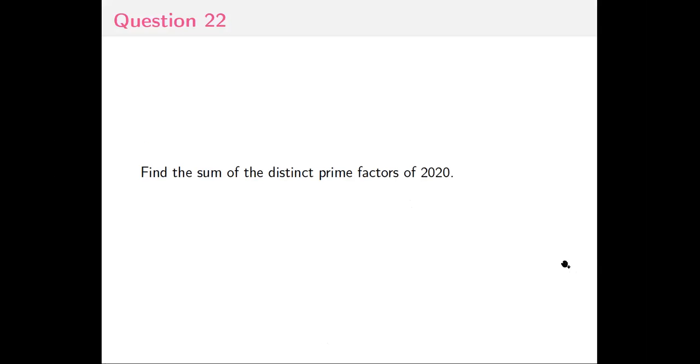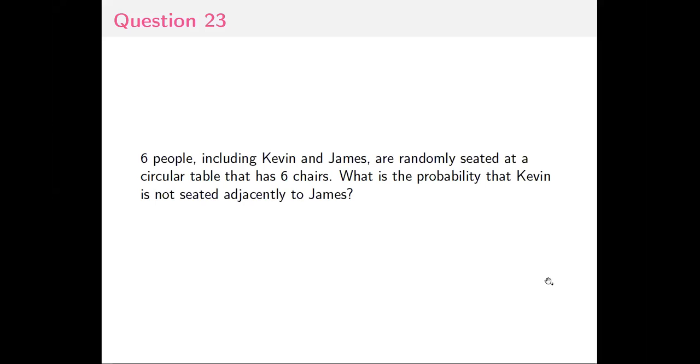Find the sum of the distinct prime factors of 2020. Richard. That is correct. 108. So Richard 1, Catherine 0. Okay, next question. 6 people, including Kevin and James, are randomly seated at a circular table that has, what is Catherine? That is not correct.